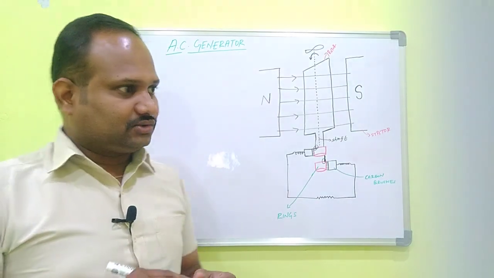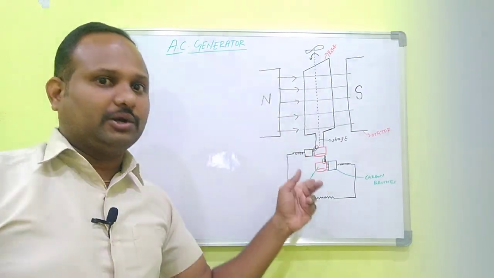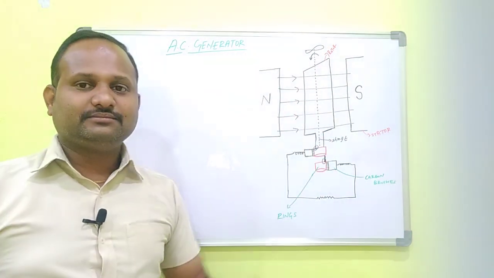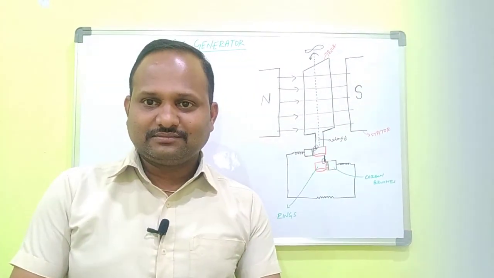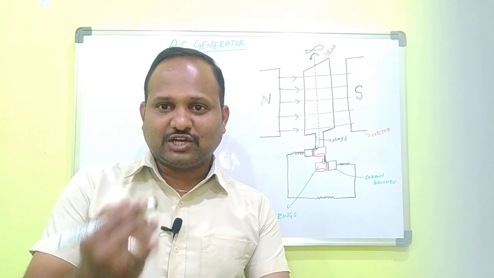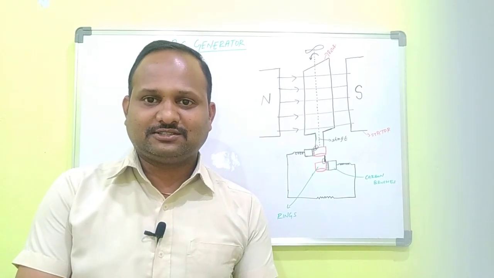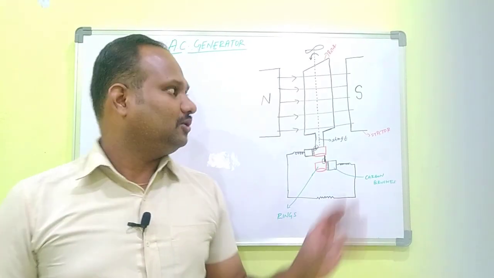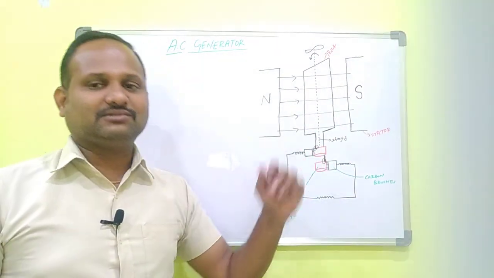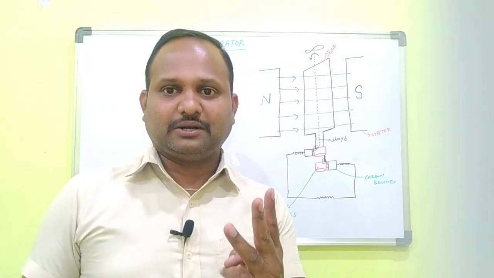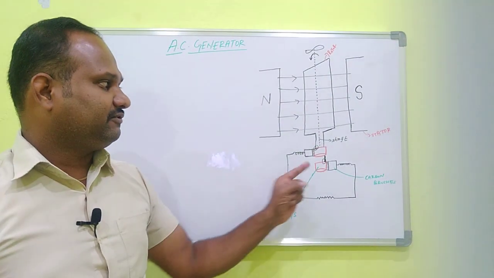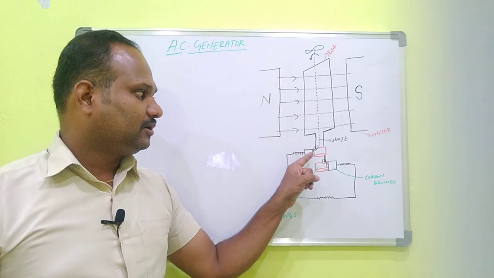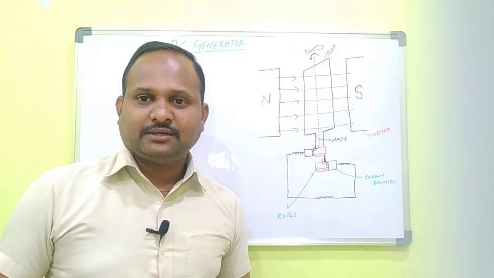Okay, these rings also rotate when the rotor coil rotates, because they are connected to the shaft. So when the turbine rotates, the shaft rotates. When the shaft rotates, the rotor coil rotates along with the rings. So the whole system rotates. Okay, that is the most important, third part. What is the fourth part? The last part is the carbon brushes.